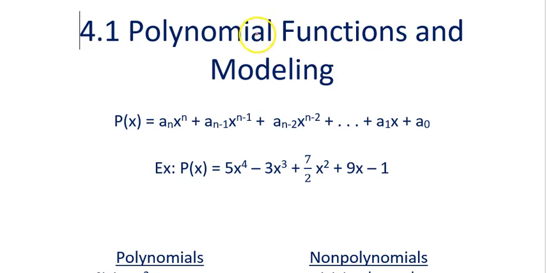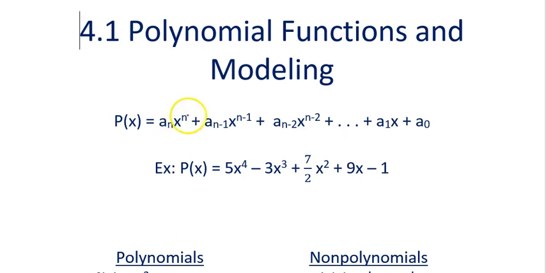This lesson is on section 4.1, polynomial functions and modeling with polynomials. First of all, a polynomial has this general form, and if this looks confusing, we will discuss what it is down here. The a sub n is just a coefficient, and the a sub n minus 1, a sub n minus 2 are just representing the numbers that would be in front of those x's, like the 5, 3, and the 7/2, and the 9 down here.